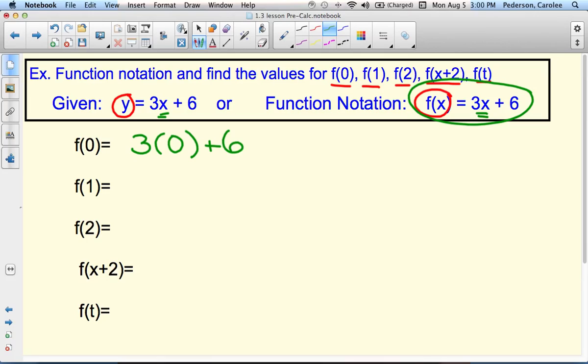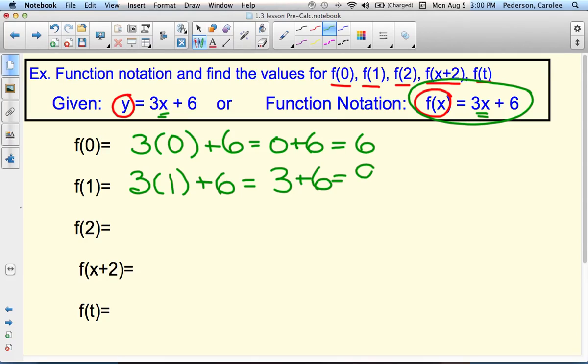So 3 times 0 is 0, plus 6 is 6. So we say f of 0 equals 6. Now let's substitute 1 in for x. So 3 times 1 is 3, plus 6 is 9. So we say f of 1 equals 9. Next one, f of 2. Substitute 2 in for x. So 3 times 2 is 6. 6 plus 6 is 12.